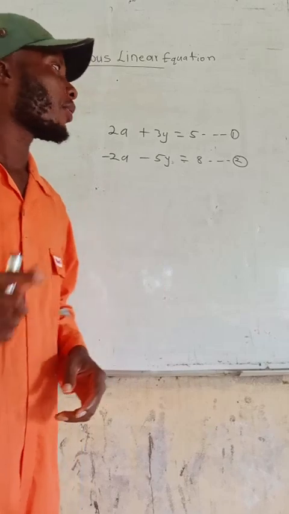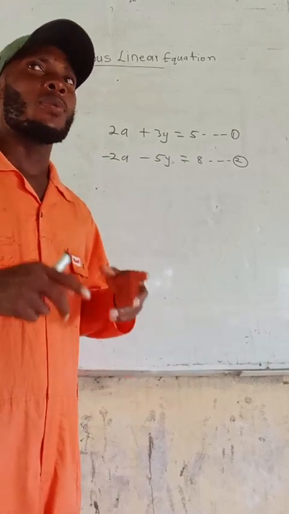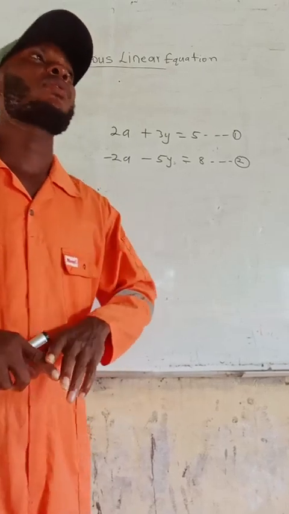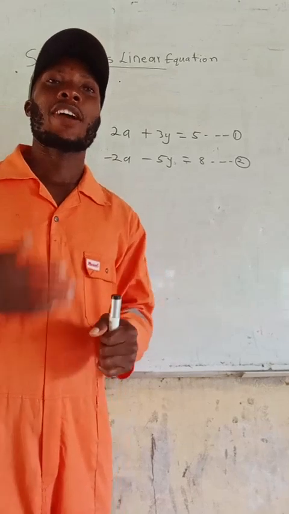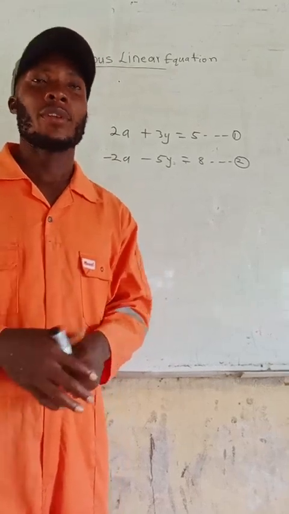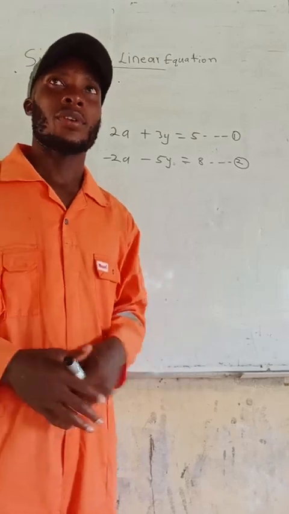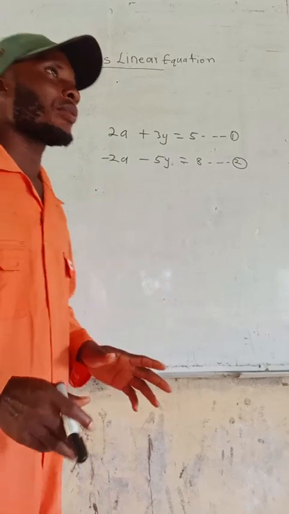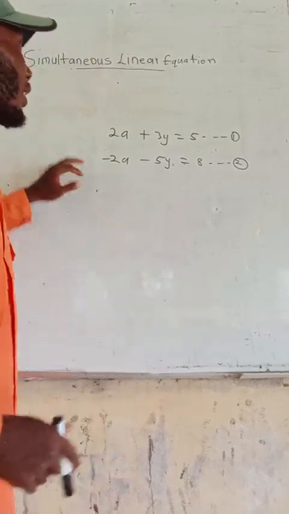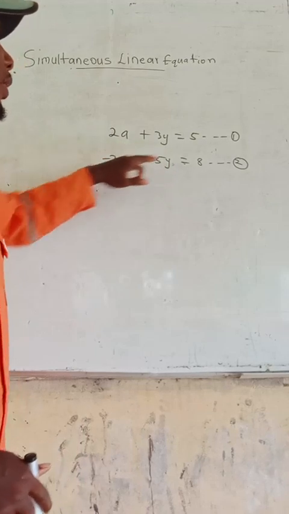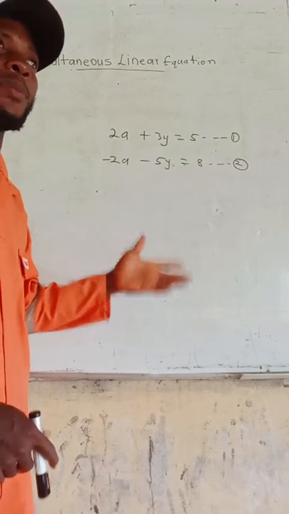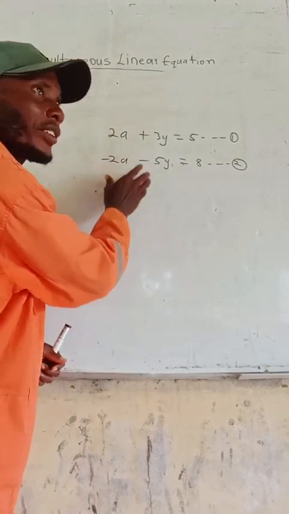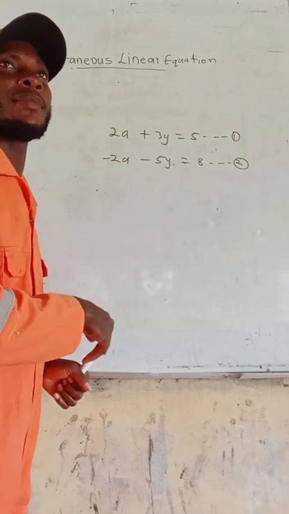So in this our level, as I said, we'll be dealing with finding two unknowns. But when you go to the advanced level, you can find more than two unknowns, sometimes more than three unknowns, depending on how the question is. So anytime you see an expression in this way, it means simultaneous equation. Now we'll be resolving this at the same time.